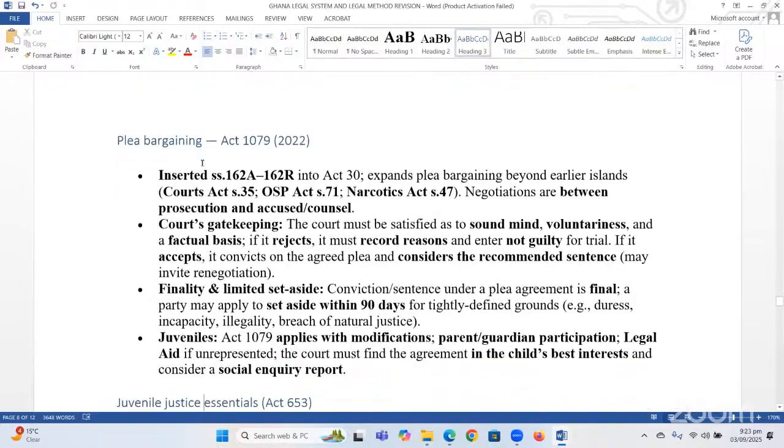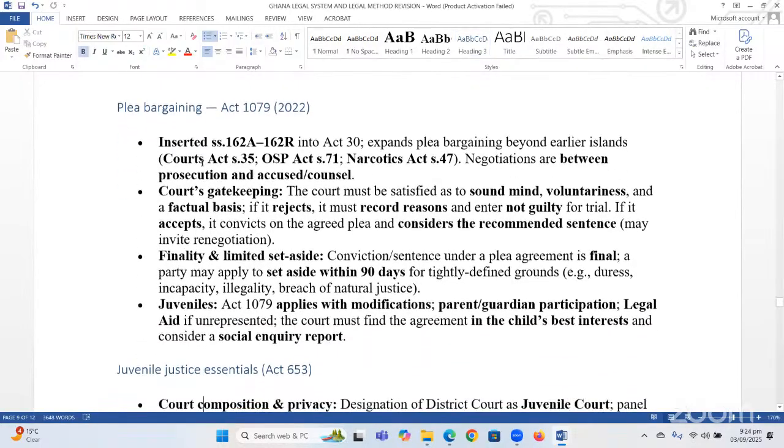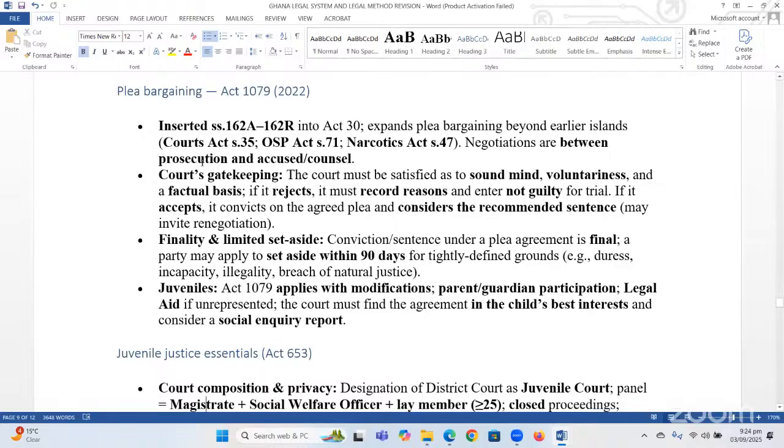So these are some of the things that we should remember. But just some new things which have come up, which I'm sure you're aware of, is plea bargaining.